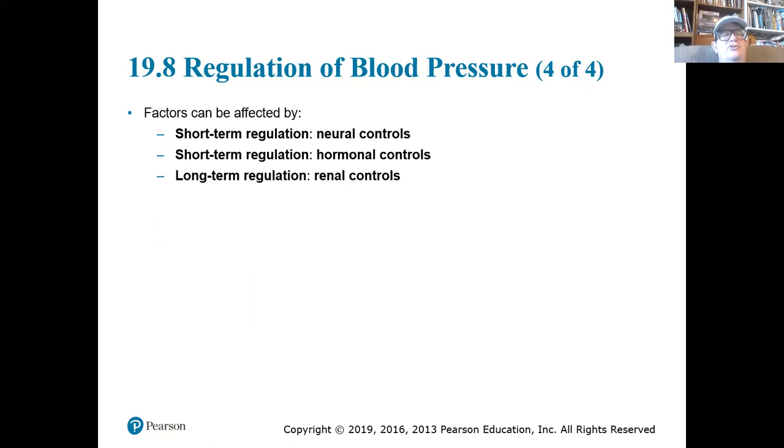All right, factors can be affected. Neural controls tend to be short-term regulation. Hormonal controls tend to be short-term regulation. Long-term regulation would be renal controls. It takes a while to make extra urine and pee it out.